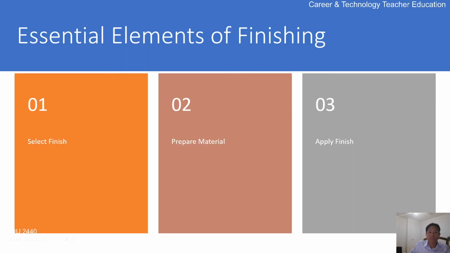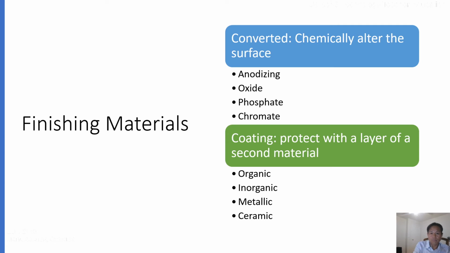So this is the 1, 2, 3 step, essential elements of finishing. First, select a finish, prepare the material, and apply the finish. Our lecture will focus on 2 parts. The finishing materials can be categorized into 2: converted and coating. Have you ever thought about different types of finishing? Sometimes we do finishing chemically. That means changing the internal structure.